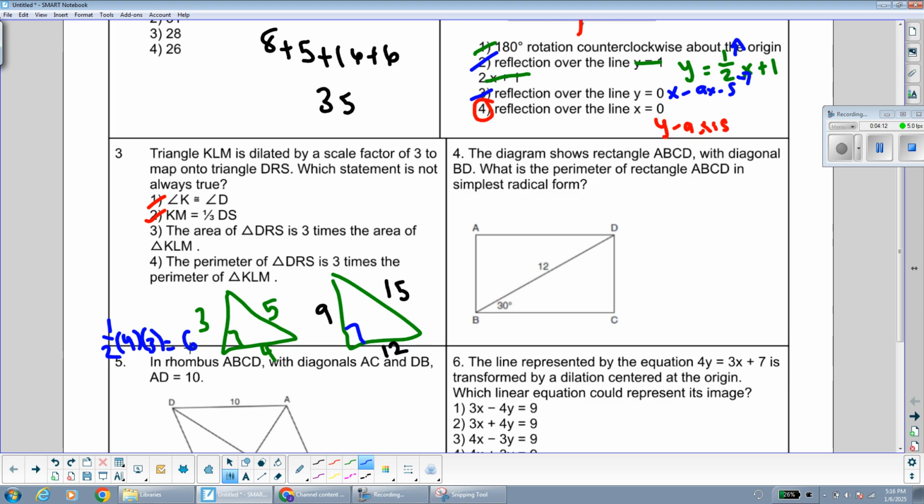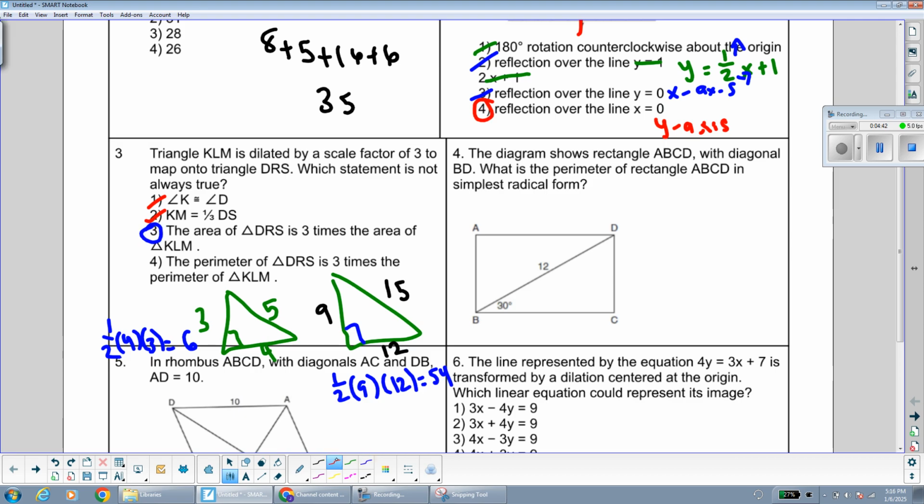And let's check out over here. The area is 1/2 of 9 times 12. 9 times 12 is 108, and half of 108 is 54. So, yeah, the areas are not 3 times. Let me do 54 divided by 6 on my calculator. That's 9 times. So that's not true.